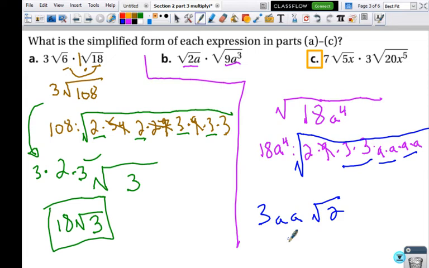How many a's are right there? 2. So that means it's a squared. So 3a squared square root 2. That's what I have.